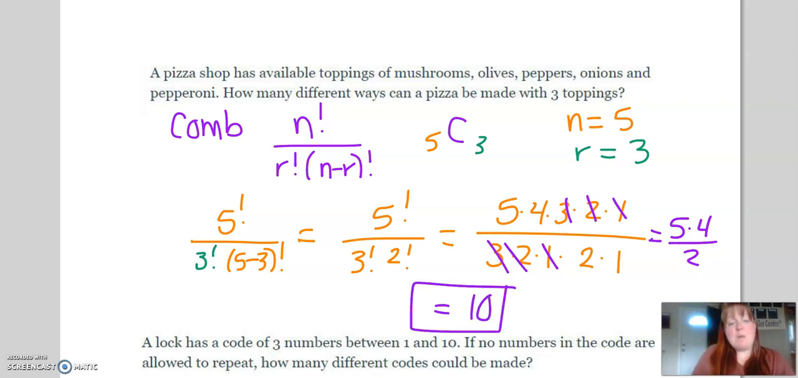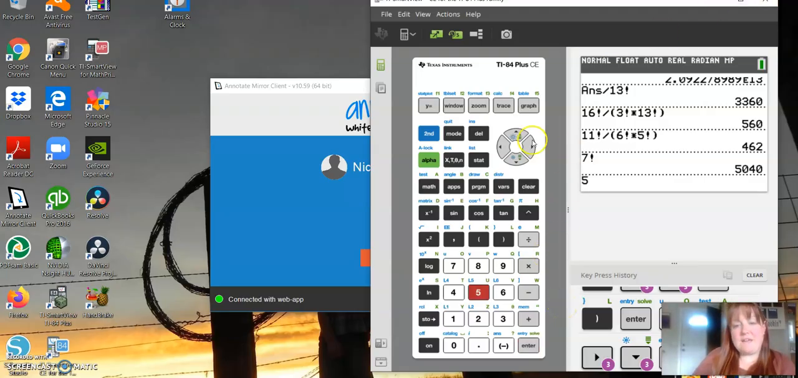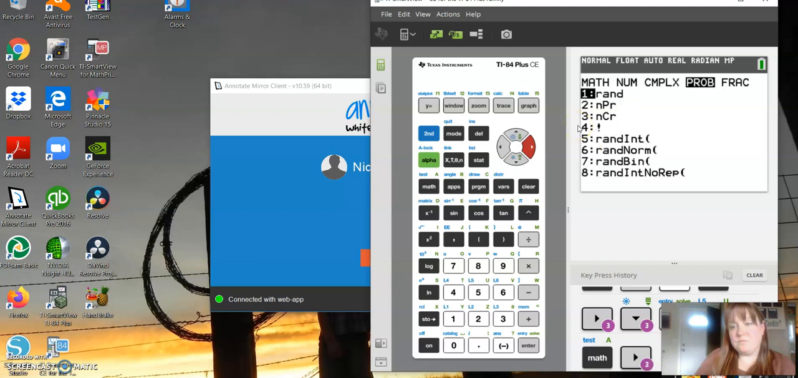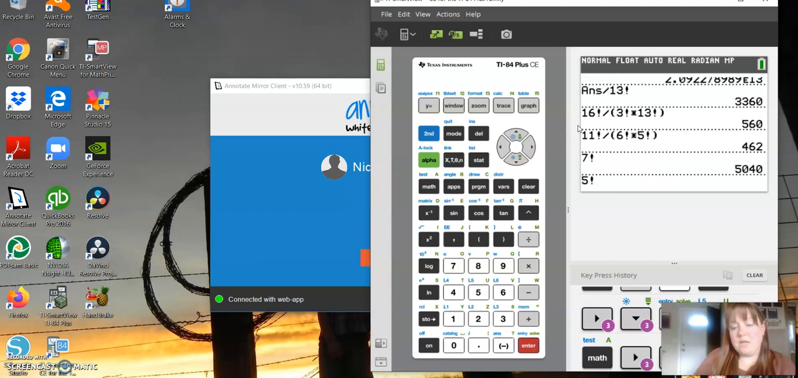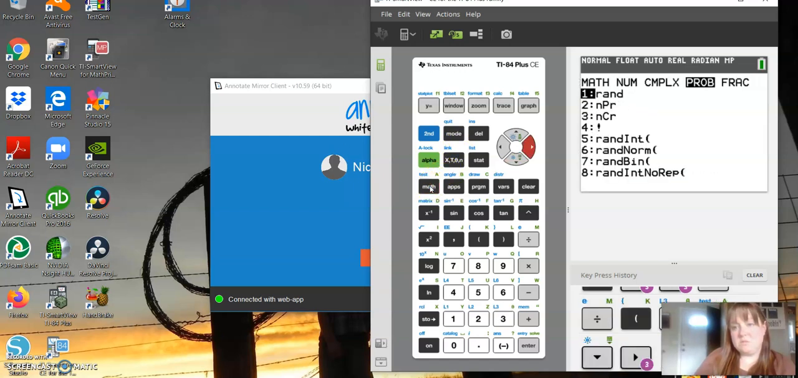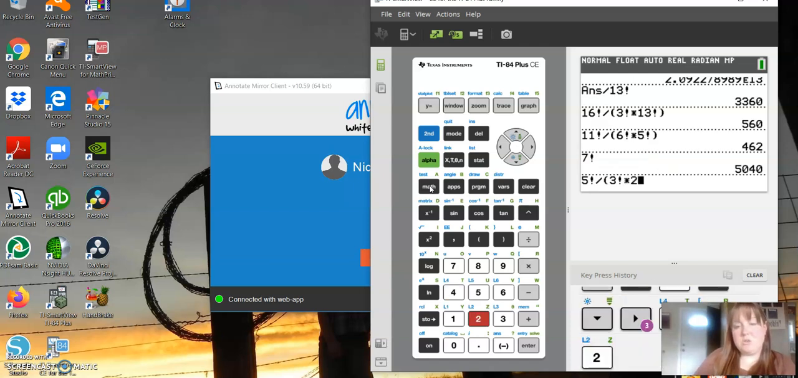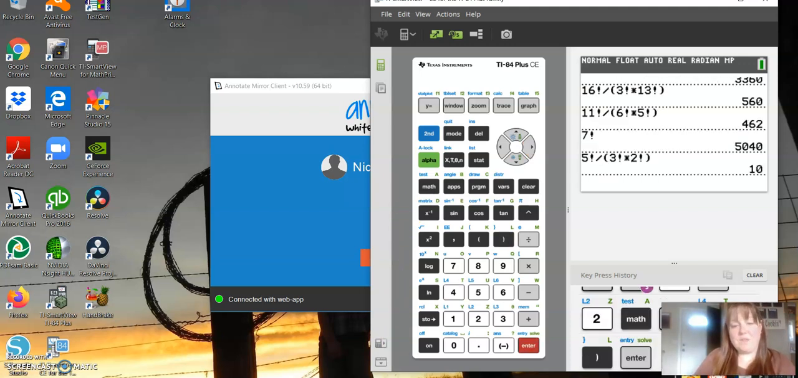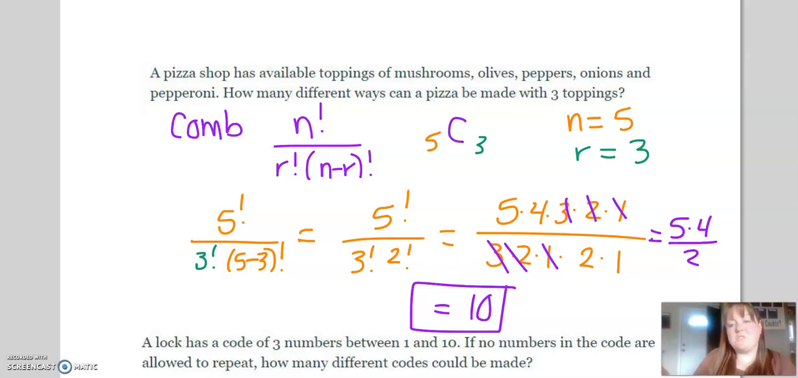So we have 10 options, but let's do it in our calculator because oftentimes you can't do it in your head. So we're going to do 5 factorial divided by, and remember to put your parentheses, 3 factorial times 2 factorial, enter, and we get 10. So there are 10 different pizzas that you could choose from that number of toppings. So maybe you're a pizza shop owner and you want to advertise how many awesome different choices you have. Well, there you go. Math in real life.